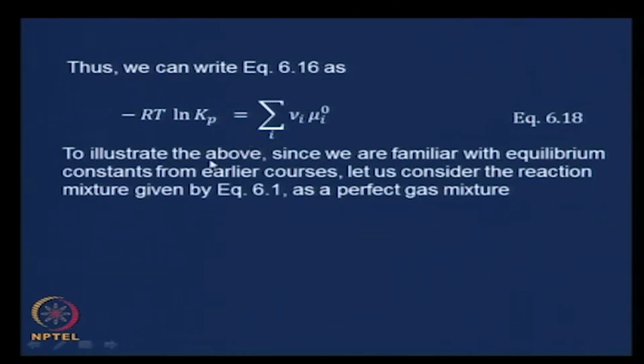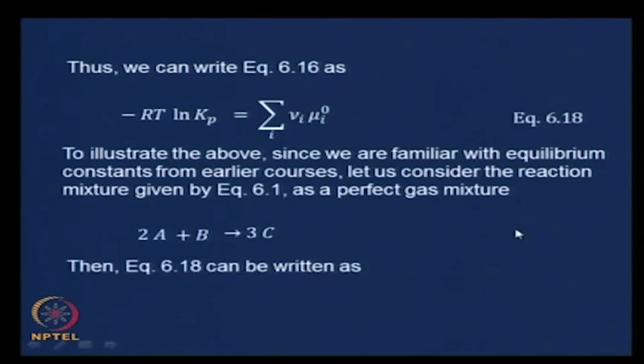To illustrate the above, to get it into familiar territory, since we are familiar with equilibrium constants from earlier courses, let us consider the reaction mixture given by equation 6.1, which is 2A plus B giving you 3C. Let us consider that for a minute to be a perfect gas mixture. In such a case, equation 6.18 for this particular reaction can be written as minus RT ln Kp.